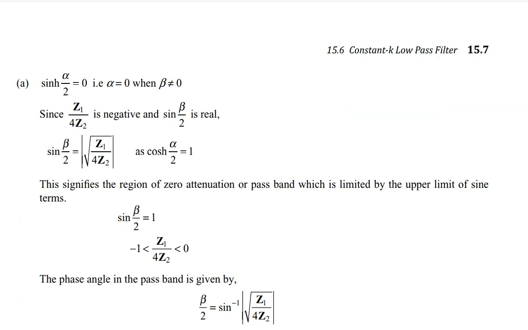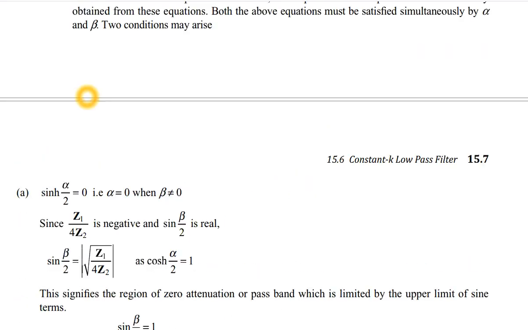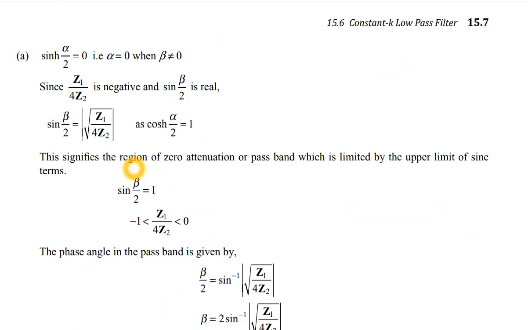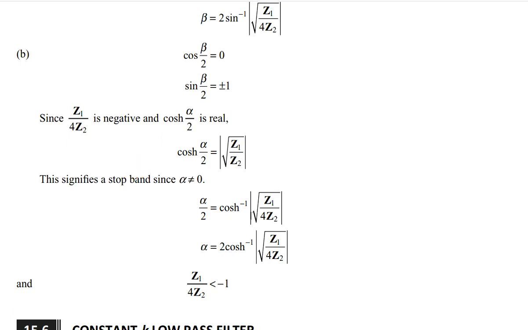So this is the case of sinh(alpha/2) equal to 0. Then in case 2, for making this satisfied, we have another case, that is cos(beta/2) equal to 0. Let us see what we get in that particular case. When cos(beta/2) equals 0, we have sin(beta/2) equal to plus or minus 1, and since z1 by 4 z2 is negative and cosh(alpha/2) is real from the above equation, cosh(alpha/2) will be equal to the modulus of square root of z1 by z2.